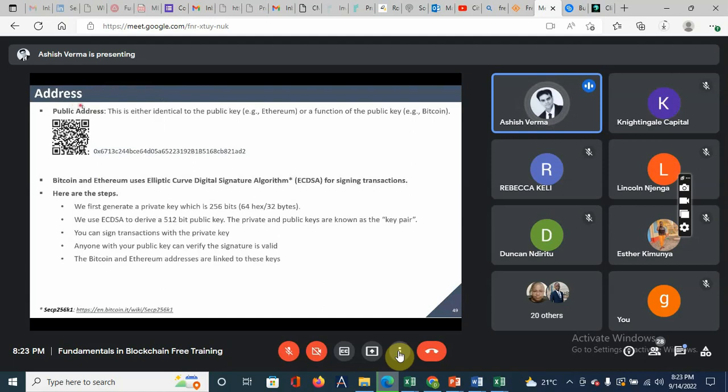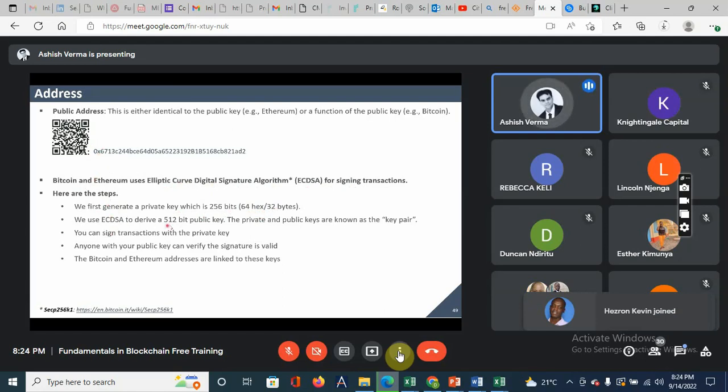These are the addresses. This is an Ethereum address. What is the logic behind the creation of an Ethereum address? An Ethereum address looks like this: 64 hex characters, prefixed with 0x. All the Ethereum addresses you'll see will always start with 0x. Bitcoin and Ethereum use the elliptic curve digital signature algorithm for signing transactions. These are some of the steps: we first generate a private key, which is 256-bit, 64 hex characters or 32 bytes, same as what we were doing in the last slide.